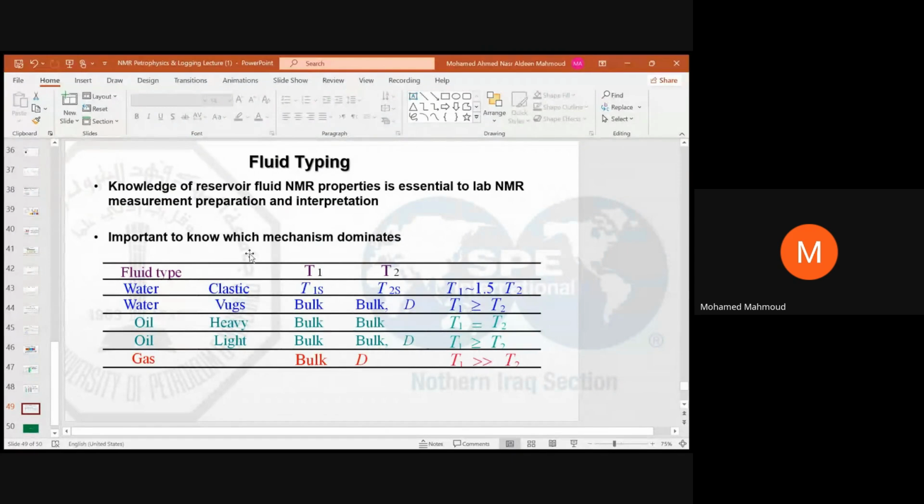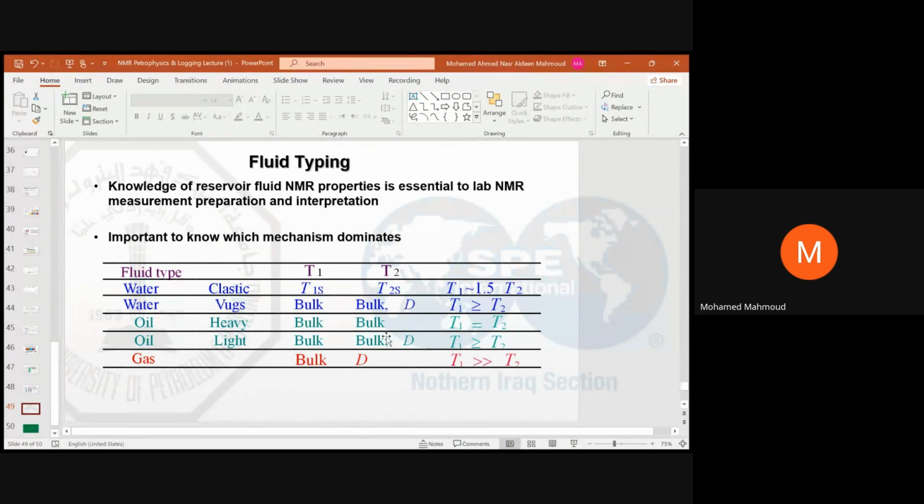Again, this table shows in general the fluid type, and the knowledge of the fluid type in the reservoir is essential actually for both lab and field measurements. And this is how to differentiate between these by integrating different parameters like diffusion, T1 and T2. For example, the water will have almost this correlation, T1 is 1.5 times the T2. In the oil, T1 equals T2. But when it comes to the diffusion, also we can differentiate between oil and water easily. And also for the gas, usually the diffusion is the major parameter that we use to define, and also because T1 is much greater than T2.